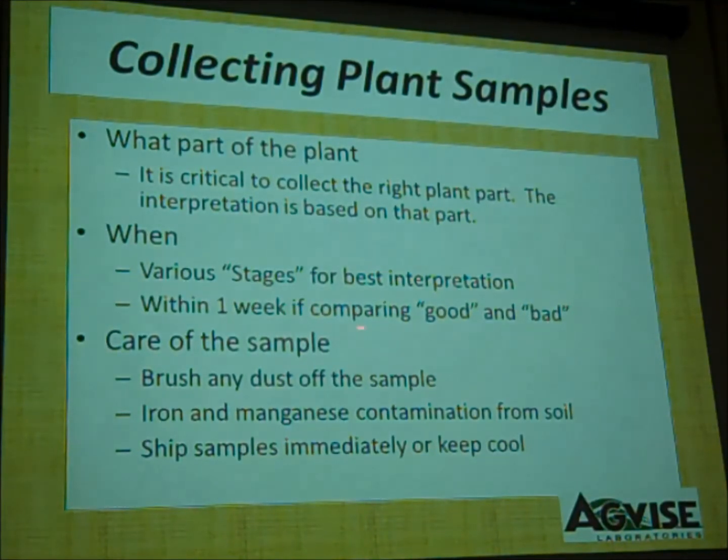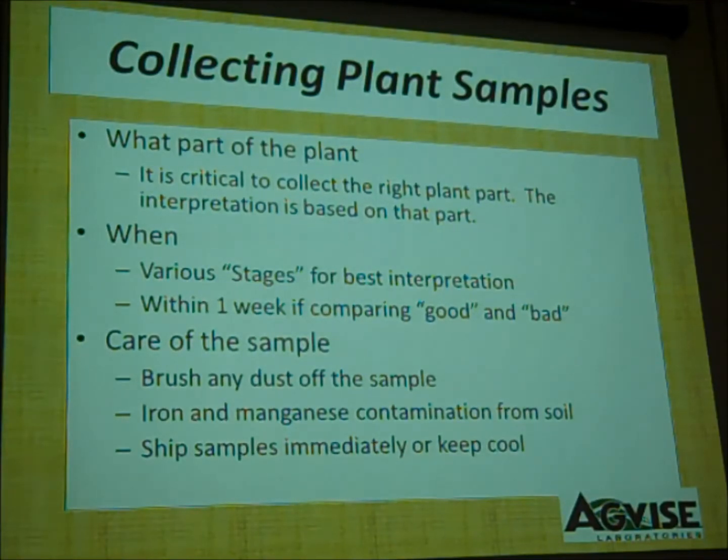And then if you're doing a comparison in a field where part of the field has an issue, you can see there are obvious symptoms out there and the rest of it's looking good, we would like you to get the tissue analysis and the soil samples within a week to 10 days of when those symptoms appear.